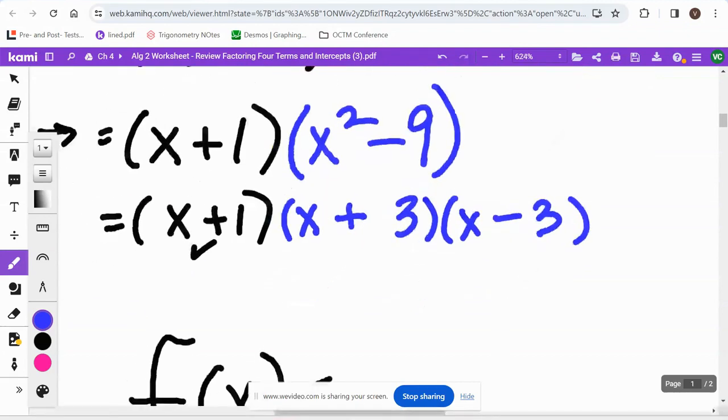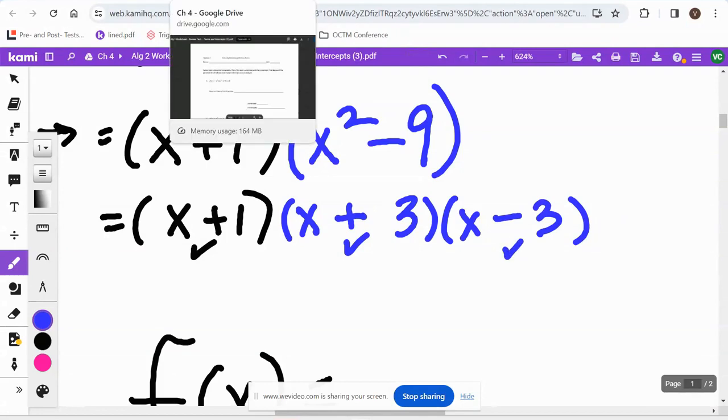Then we need to check and make sure that x plus 3 is done. So we ask our two questions. Is it subtraction? No, it is not. So we are done with this guy. And then what about this one? Is it subtraction? Yes. Do we have perfect squares? No, then we're done. It's only when we get yes, yes, that we could do more stuff.